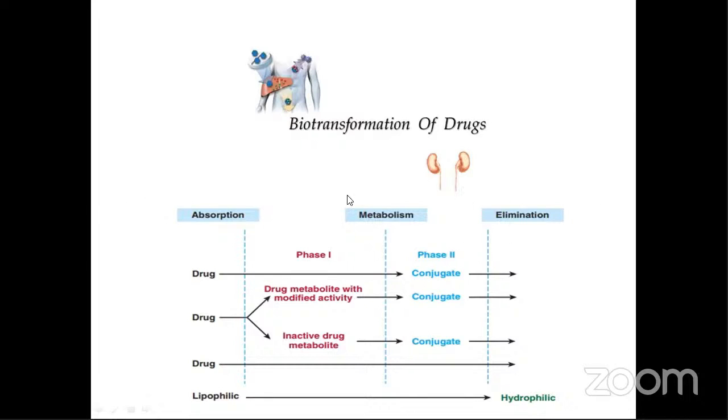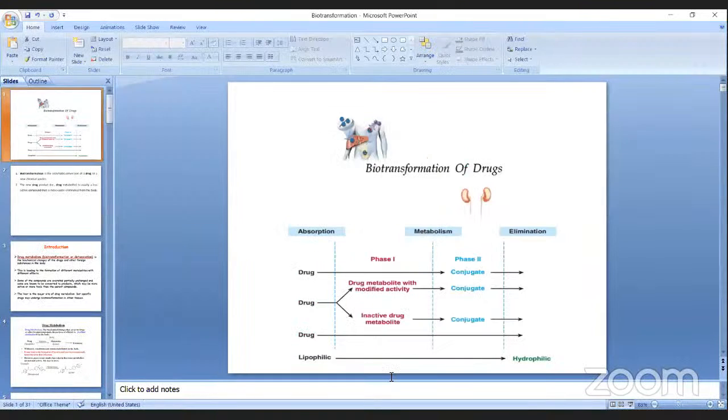So there is the pharmacokinetic study: absorption, distribution, metabolism, and excretion. All these processes should continue one by one. Only then will the drug be active, that is, have pharmacological actions. Otherwise, it will be a toxic material, and any toxic material is not good for health, so you have to avoid those things.